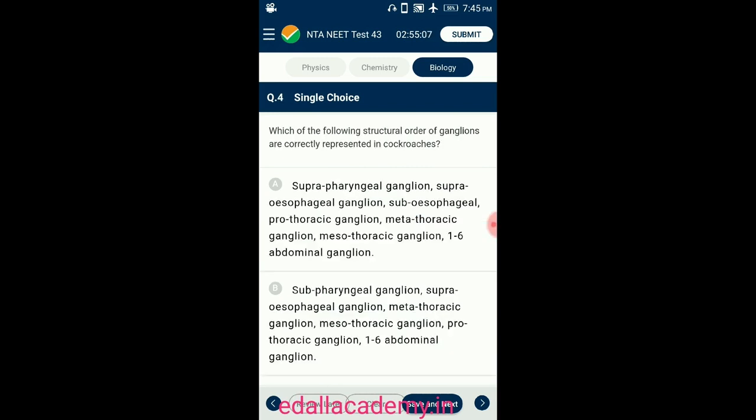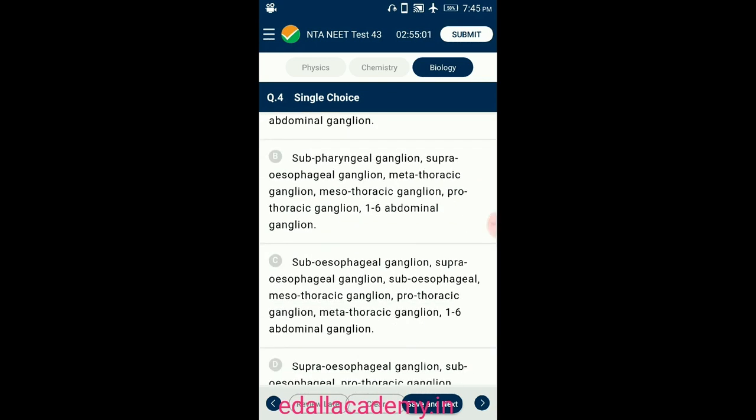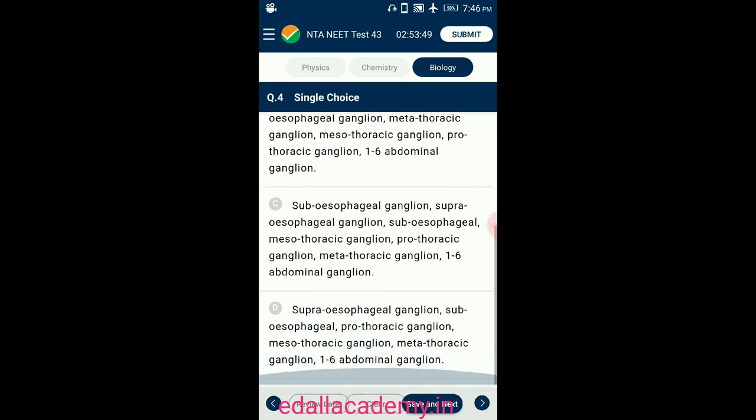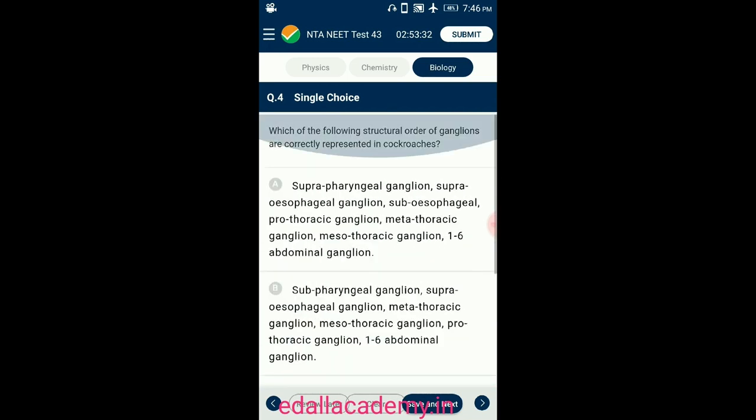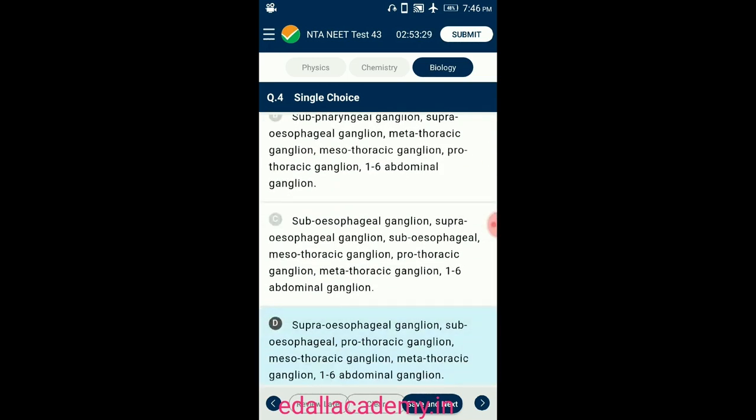Question number 4. Which of the following structural orders of the ganglia is correctly represented in cockroaches? The cockroach's brain or central nervous system consists of the supraesophageal or cerebral ganglia, subesophageal ganglia and circumesophageal connectives in the head, and a double ganglionated ventral nerve cord in the thorax and abdomen. The brain or supraesophageal ganglia are a pair of large closely opposed ganglia in the head. So the answer for this question is option D, supraesophageal ganglion, subesophageal, prothoracic ganglion, mesothoracic ganglion, metathoracic ganglion, 1 to 6 abdominal ganglion. So the correct option for this question is option D.